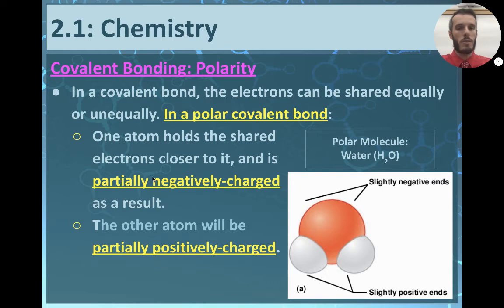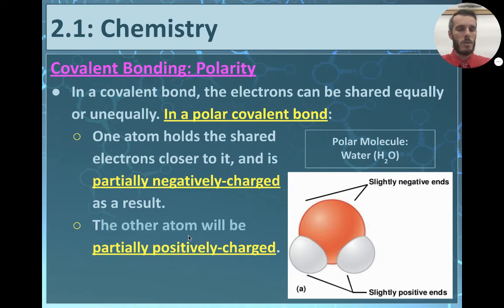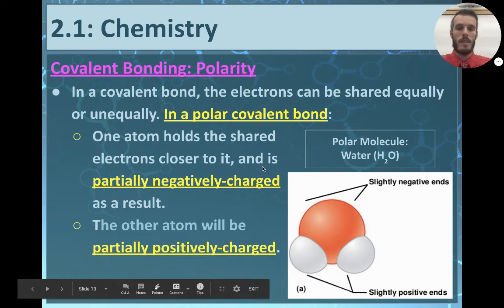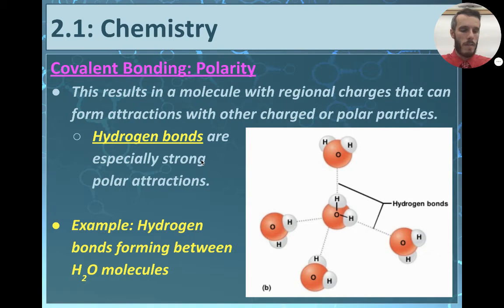So the one with the electrons closer becomes partially negative because of the location of those electrons, whereas the positive one becomes positive because those electrons are farther away from it. Okay, so the electron that it's sharing is farther away from it.